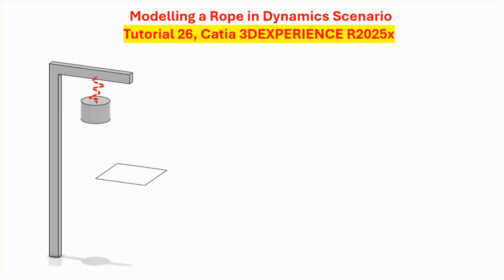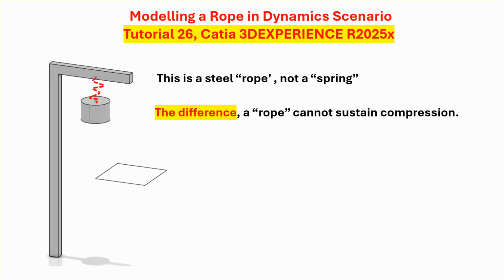Good day, folks. This is tutorial number 26 in the playlist called Dynamic Scenario Animation and Simulation in 3D Experiences platform. In this particular tutorial, I will be modeling a rope. Keep in mind that a rope is not a spring and it cannot sustain compression.